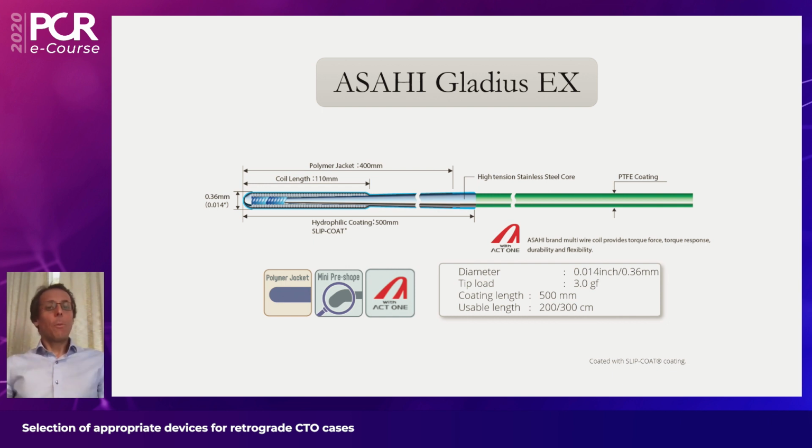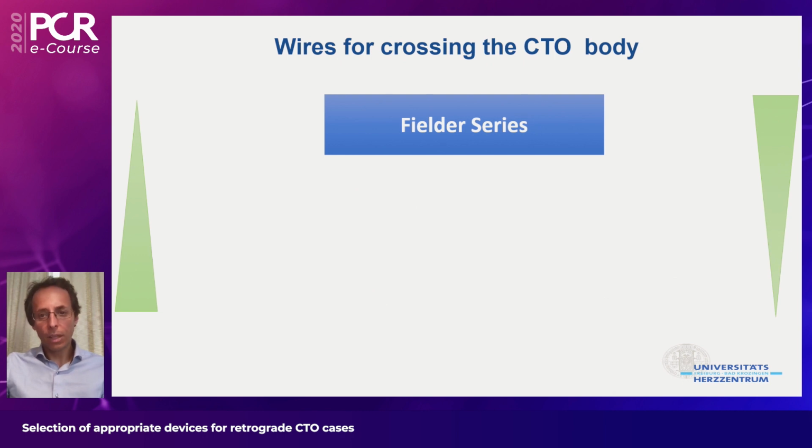So coming now back to the new wire technology. Here we have also a new wire which will be launched this year. It's the Asahi Gladius X. Many of you used in the past also the Pilot 200, which is a polymer jacket wire. But maybe the advantage of the Asahi Gladius is that we have more wire control on the tip. This has to do with the ACT ONE, which is the same principle as the Xeon Blue technology, so that you can control your wire. And the Asahi Gladius X has a 3-gram tip load.